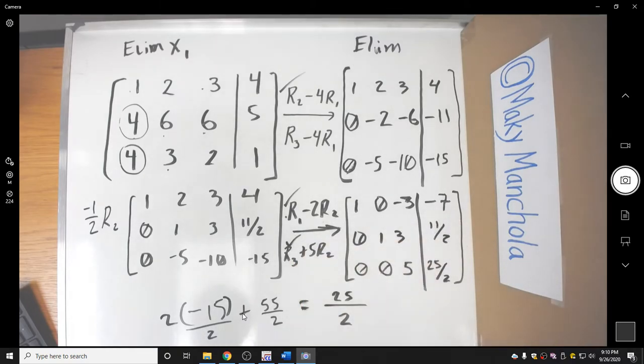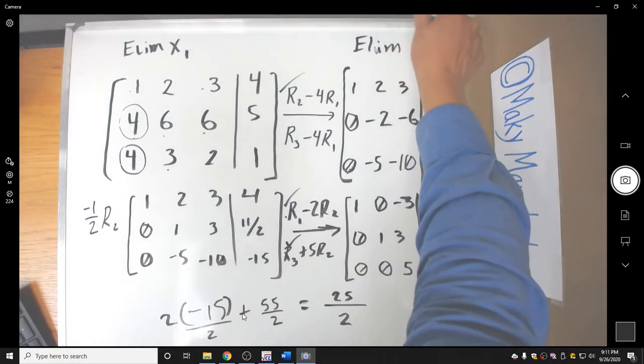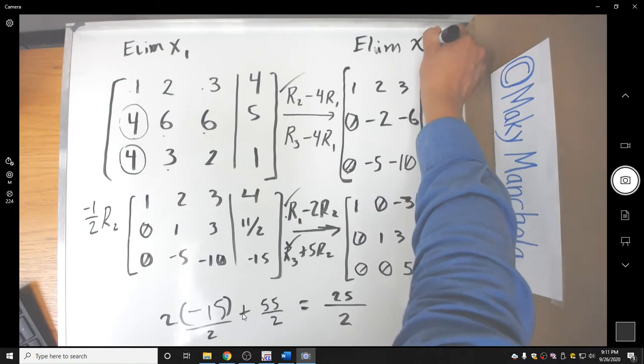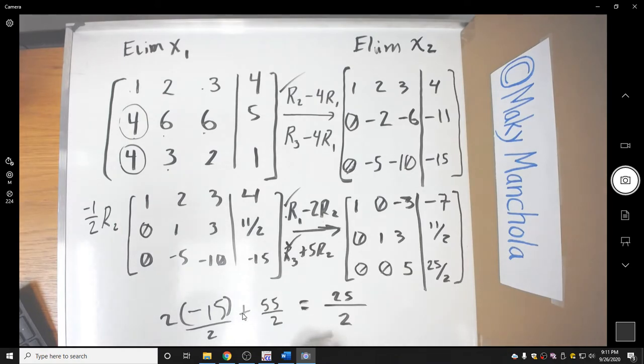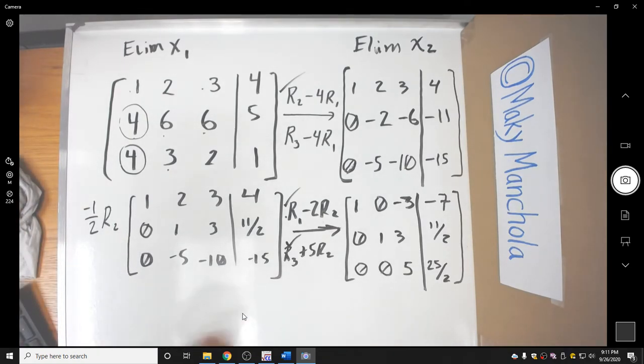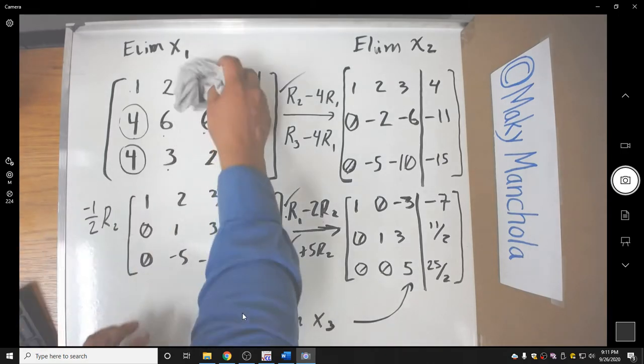Okay, so that's done. Now our last elimination is to eliminate x3. Here, I forgot to write that we were eliminating x2. That has been accomplished. Now we want to eliminate x3. Okay, we're going to make some space for that. Let's do it here.